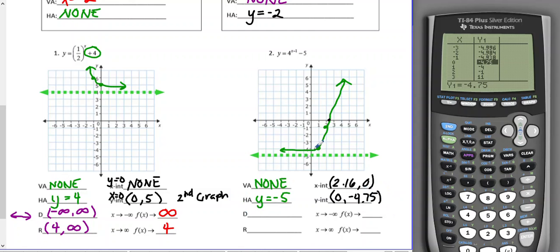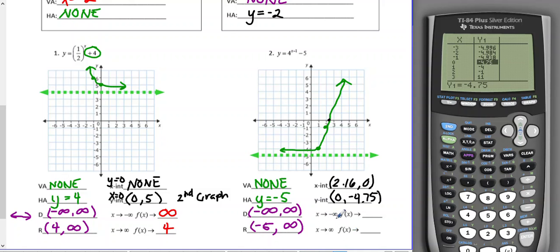Domain is left and right. So this is going to keep going to the left, and it's going to keep going to the right. So we have -infinity to +infinity. Range is up and down. So how far down is this graph going? The lowest it can go is -5, because that's where my asymptote is. So -5, comma, it's going to keep going up forever, which is infinity.